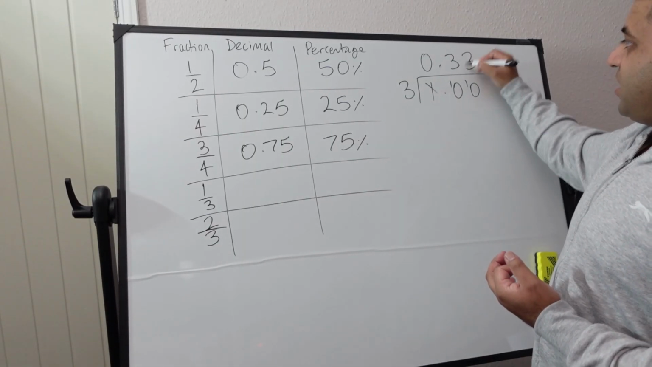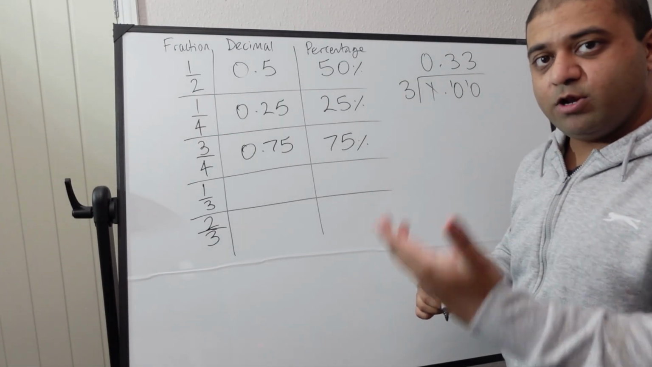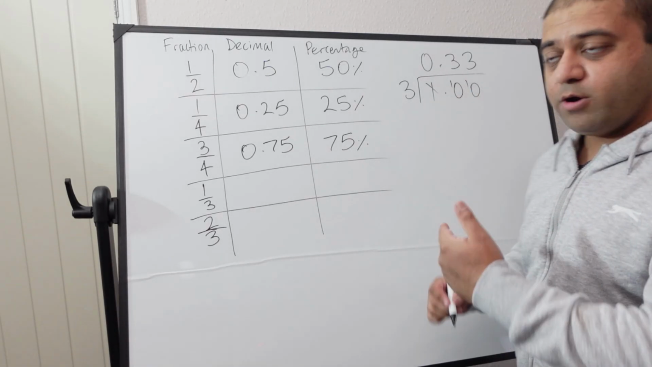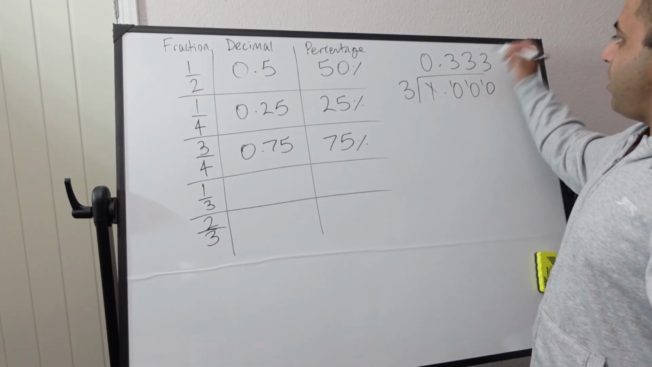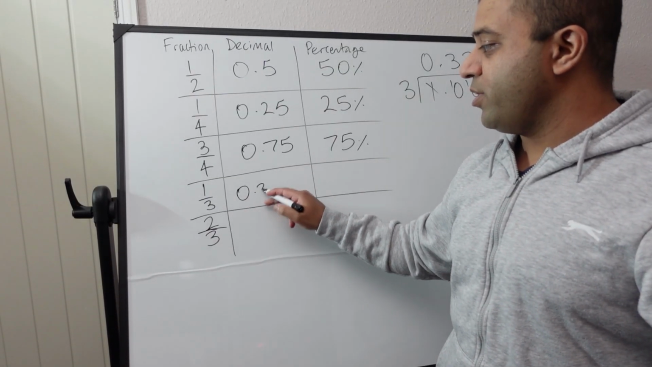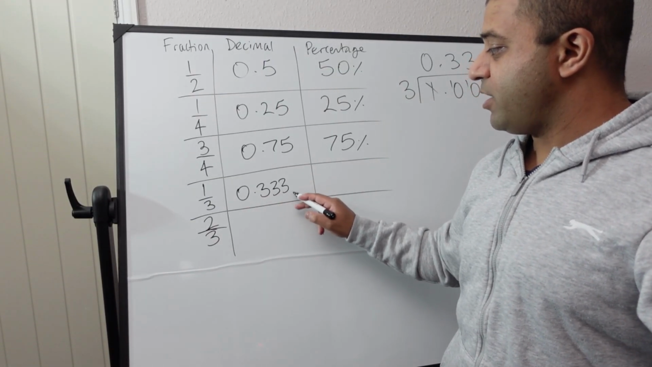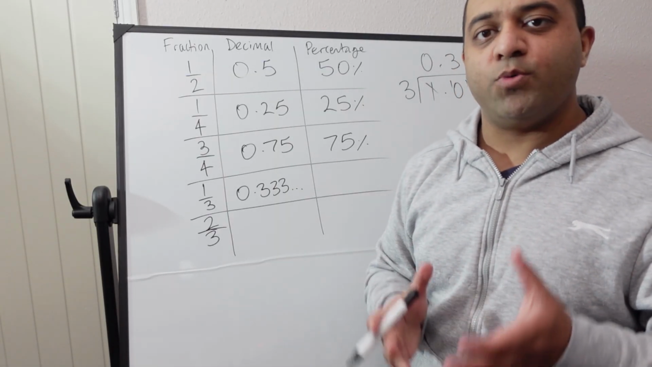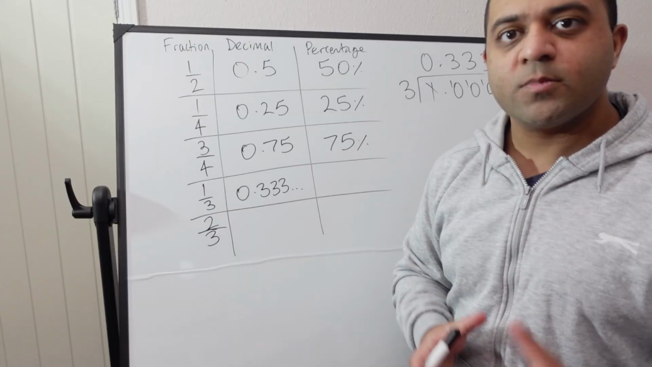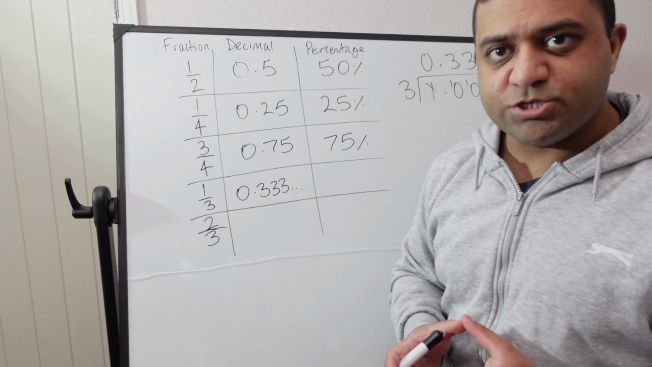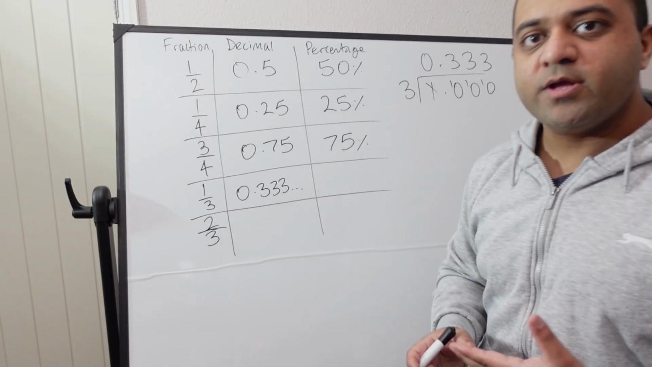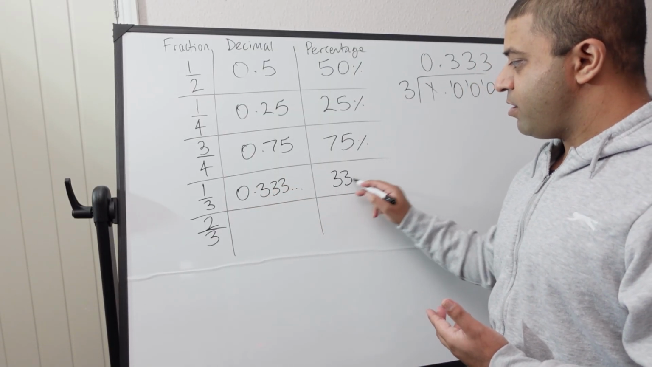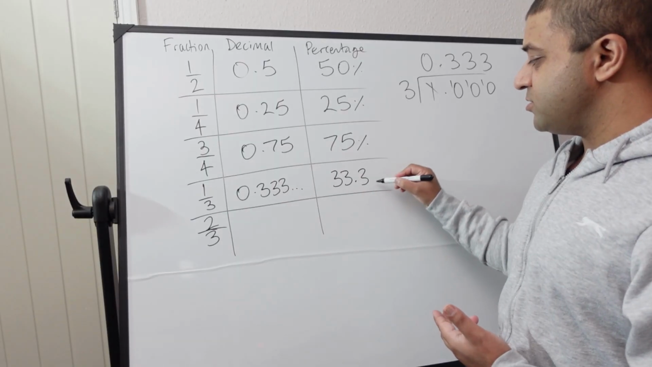And as you can see, this results in an infinite loop, where the remainder is 1, going 3 times into it, remainder 1. So this is the decimal 0.333, and this repeats forever. It's also known as 0.3 recurring. But to change into a percentage, we still multiply by 100 to get the percentage, so this would be 33.3 recurring percent.